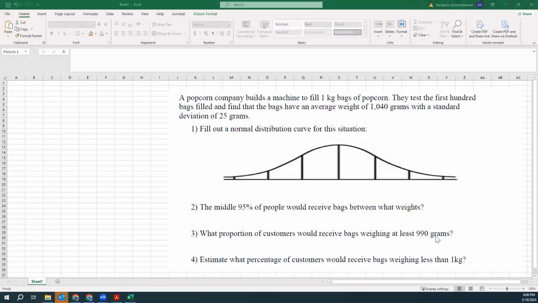Yeah, I want to record a video on some normal distribution stuff. So I'm going to share this screen. All right, so this is from a textbook that shall remain nameless. So I can understand the situation.